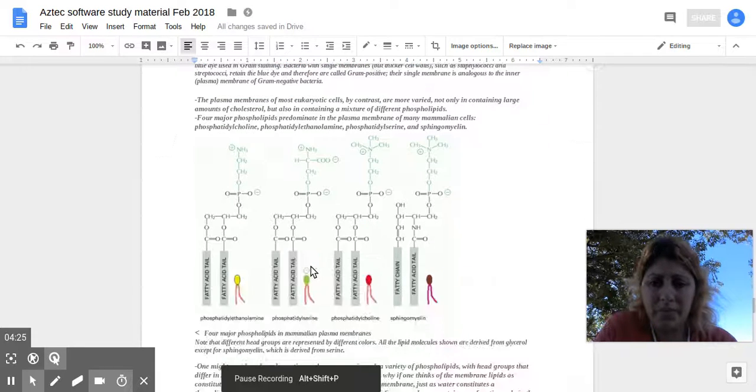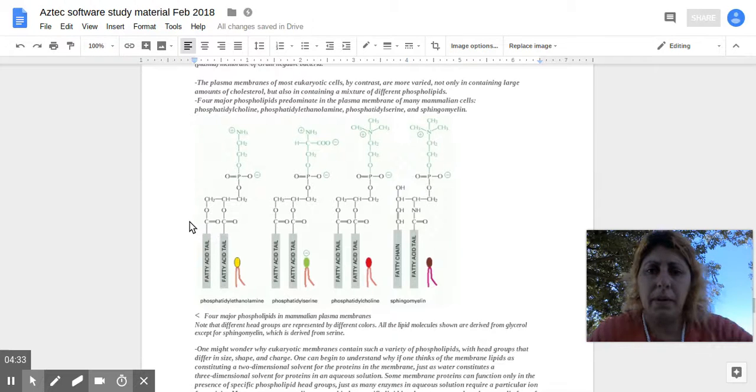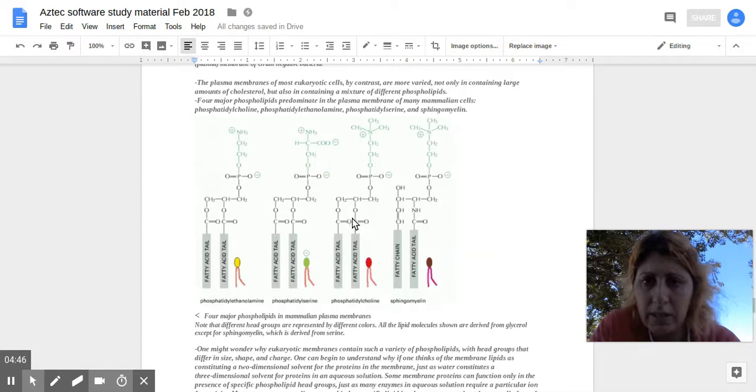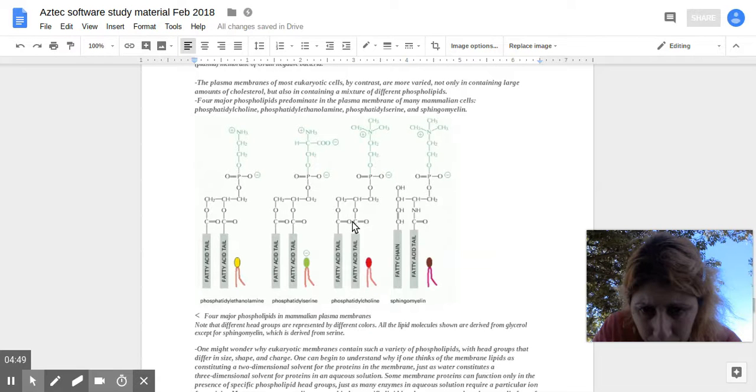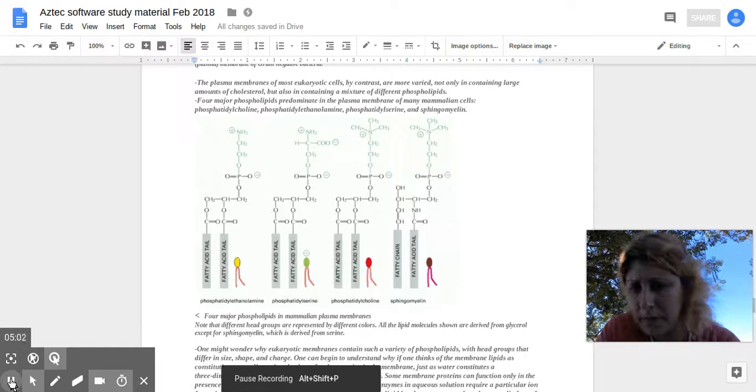Okay, so here they're showing the four different major phospholipid molecules predominating in the plasma membrane of the mammalian cells. First shown phosphatidylcholine is right here actually. Phosphatidylethanolamine, serine, and sphingomyelin are the four major mammalian phospholipids.